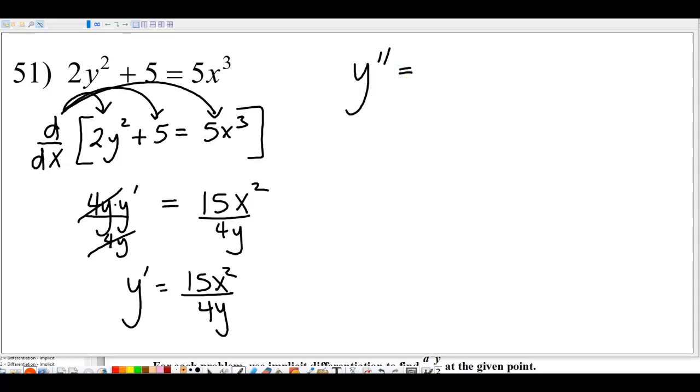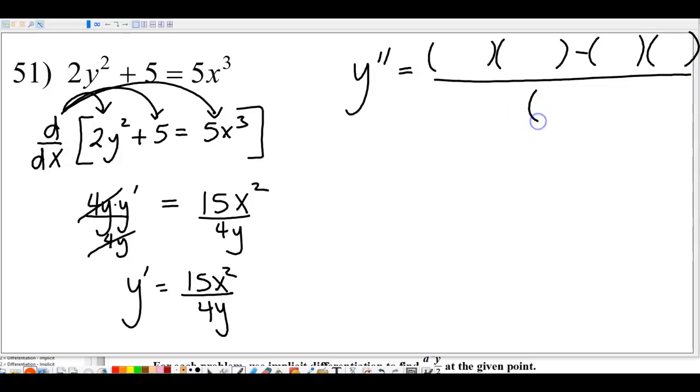So, we're going to do low d high minus high d low, draw a line, and square below. Now, how did I know to do that? Because it's a fraction. All right? So, low is 4y, d high is 30x, minus high is 15x squared, d low. The derivative of the bottom is 4, but let's not forget, since we're taking the derivative of this with respect to x, and that's a y, we need to put a y prime there. Draw a line and square below.